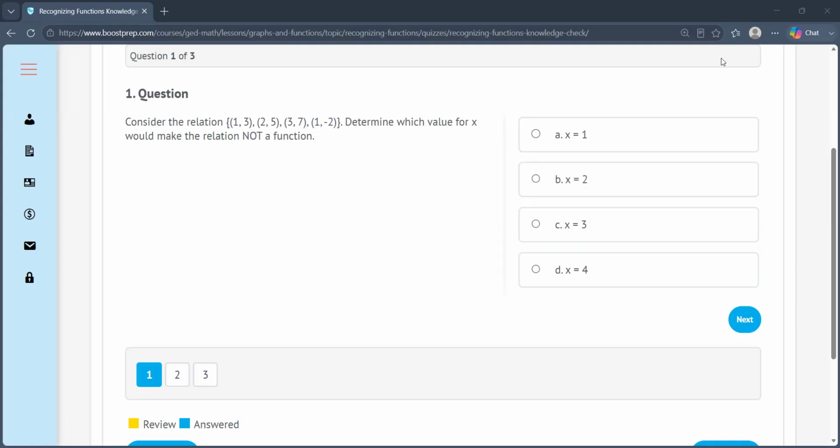Hello, in this math video, I will do a GED math video regarding recognizing functions. At the end of the video, you should be familiar with how to figure out if something is a function or not a function when given coordinates or when given graphs. So let's go over the rules.